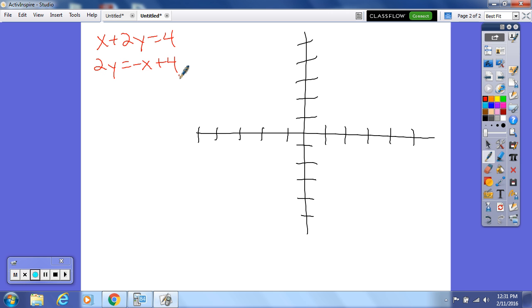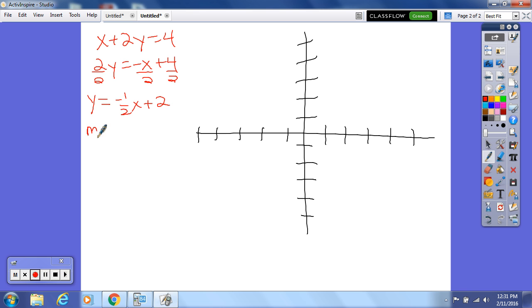So next thing, y is still not by itself. I got a 2 that's being multiplied. So we have to divide everything by 2. So divide everything by 2. And we get y equals, this time, negative 1/2 x. 4 divided by 2 is 2. Yeah? Okay, what's m?